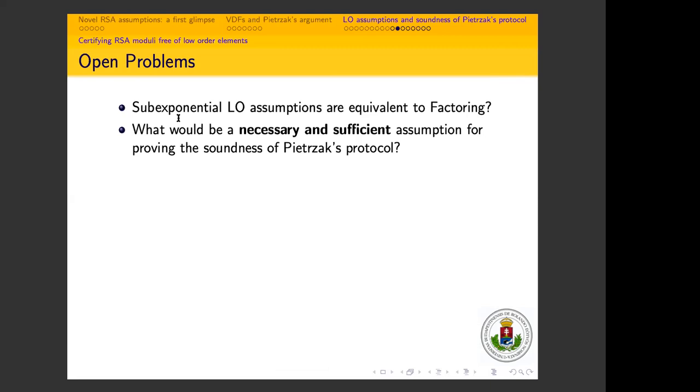Note that our sub-exponential low order assumption is still not necessary. It's a subtlety, but it's still not necessary. If there's a question regarding that, I can elaborate on it. And a big question nowadays is whether the adaptive root assumption is a secure assumption. I personally find it a difficult problem to reason about, because it seems like a weak assumption, but still.